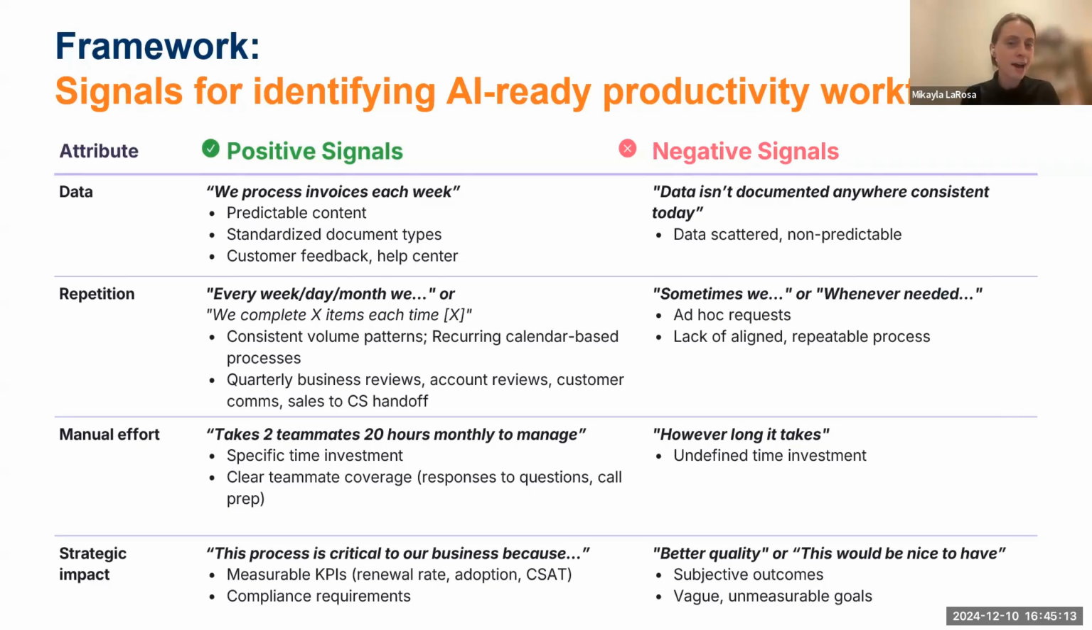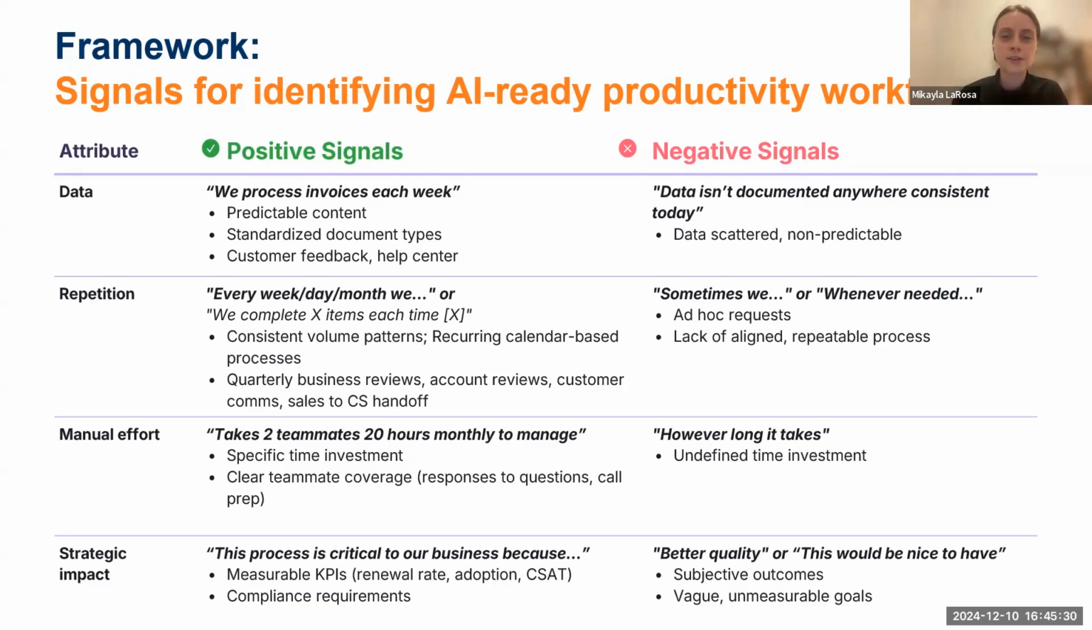But that means that you have to have, number one, some underlying data, something that you can coach the AI with. You can sort of nudge it along the way. So starting with this first column here on positive signals.